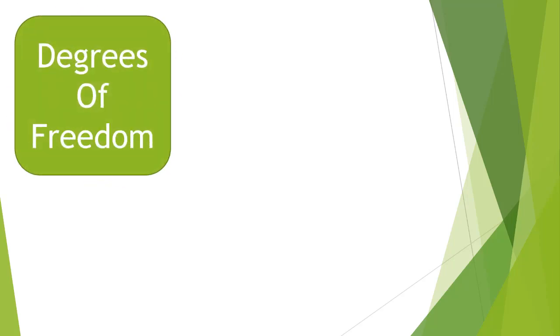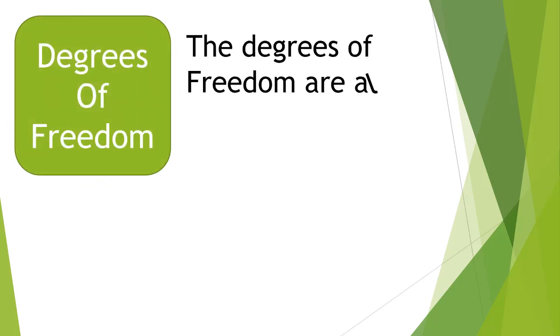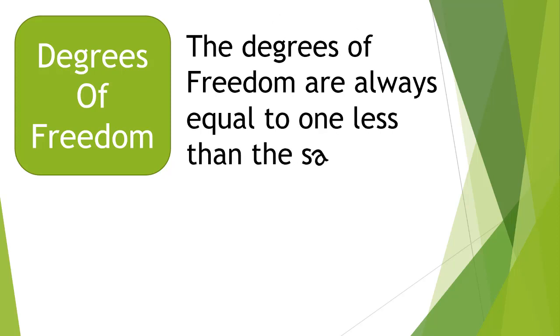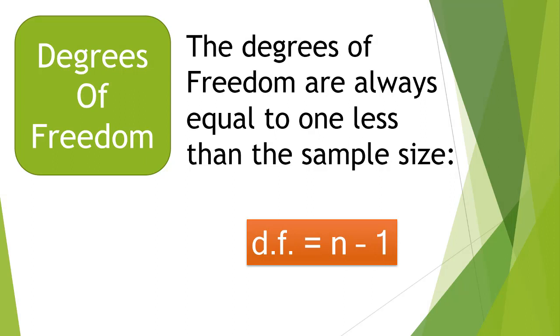So, what are degrees of freedom? Well, the degrees of freedom are always equal to one less than the sample size. So, degrees of freedom are equal to n minus 1. What is it, though? The best example that I can give you is to think of a room. And let's say there's 30 chairs in the room for people to sit down in. And there's a bunch of people waiting to get in the room in line. And there's 30 people in line.